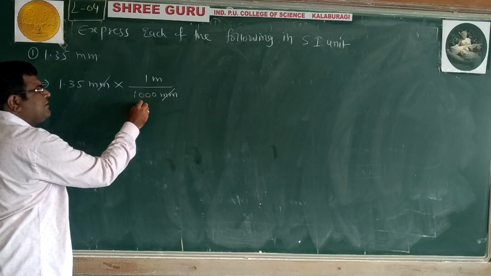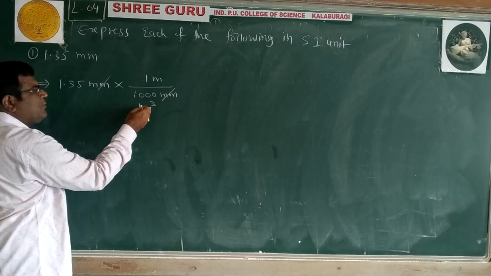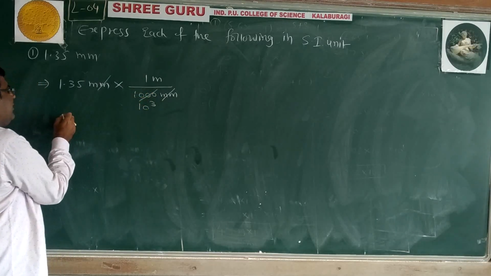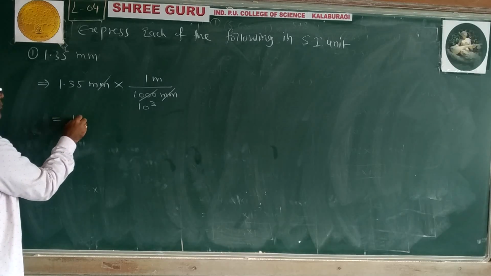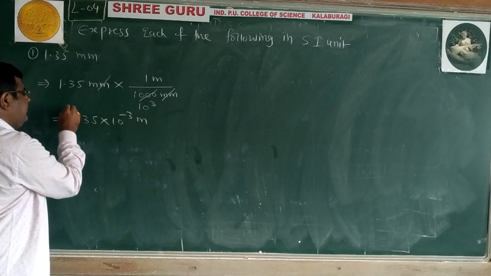This 1000 is nothing but 10 raised to plus 3, and when it is in denominator it will be 10 raised to minus 3, right? So what I will write here? I will write 1.35 into 10 raised to minus 3 meter.